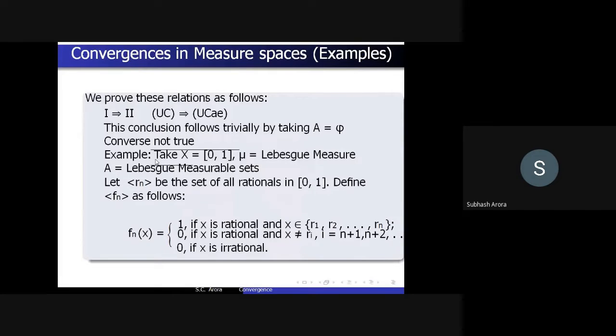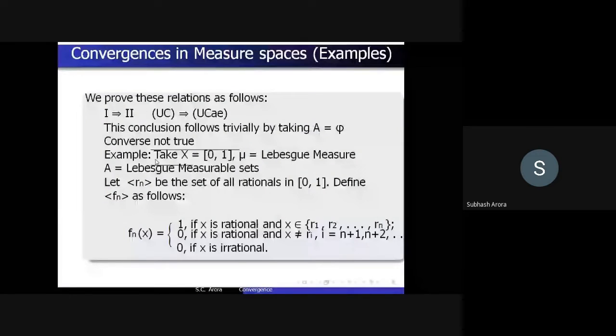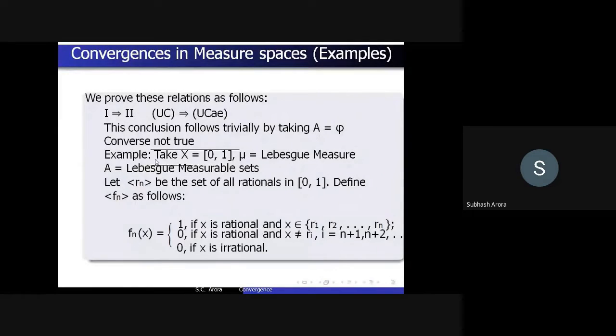Uniform convergence implies uniform convergence almost everywhere. When there is uniform convergence throughout the whole space X, then whether you take away any set or you take the empty set, its measure is zero, fine. That follows. It is trivial, one implies two. Uniform convergence implies uniform convergence almost everywhere.